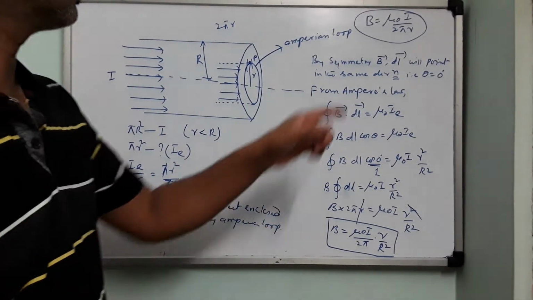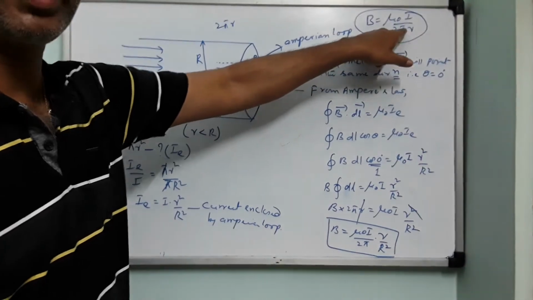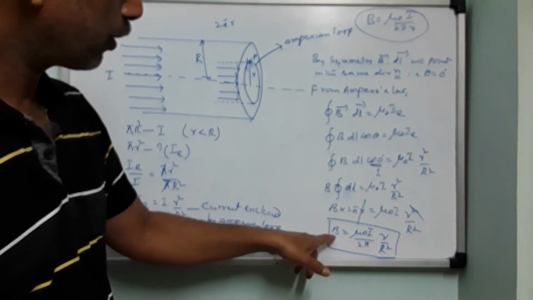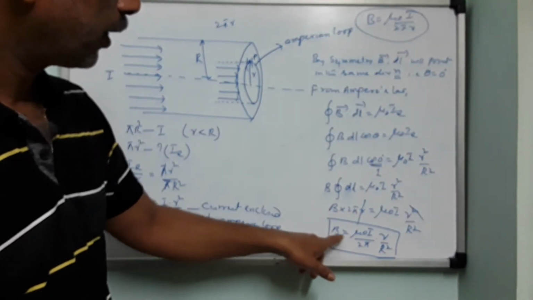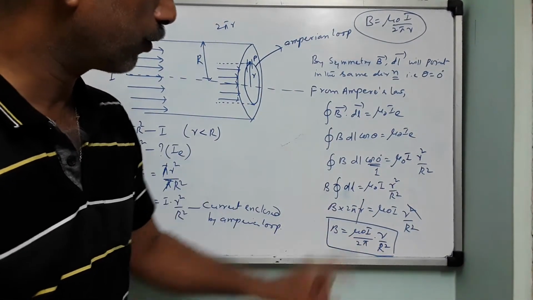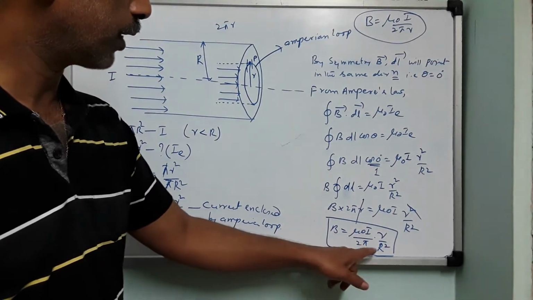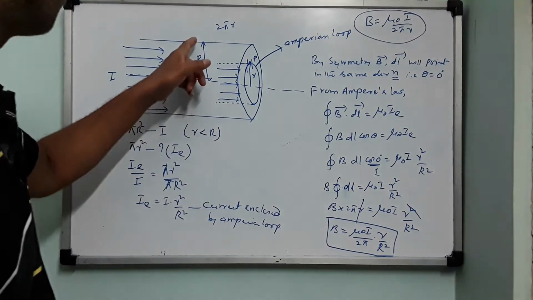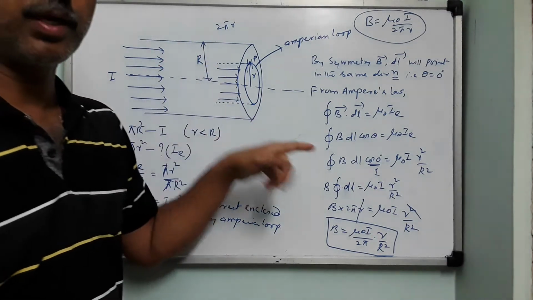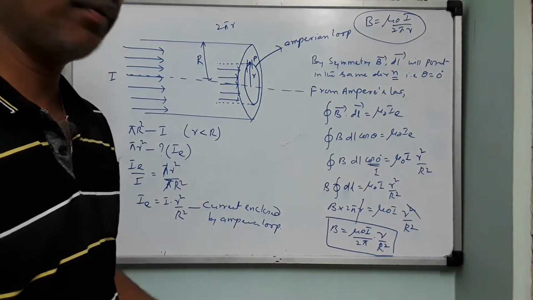So in this equation, magnetic field varies inversely with the distance from the conductor. In this equation, magnetic field varies directly with the distance from the axis of the conductor, where the remaining things are going to be constant. Mu naught is a constant, I is constant, 2 pi is constant. Radius of the cross section is also going to be a constant. So B varies directly with r.